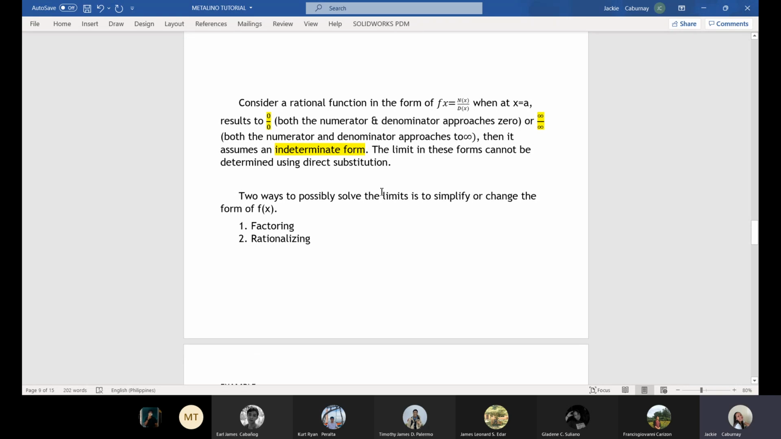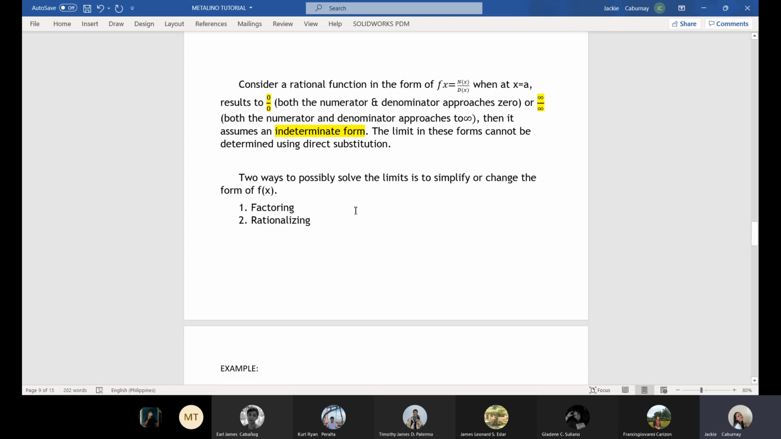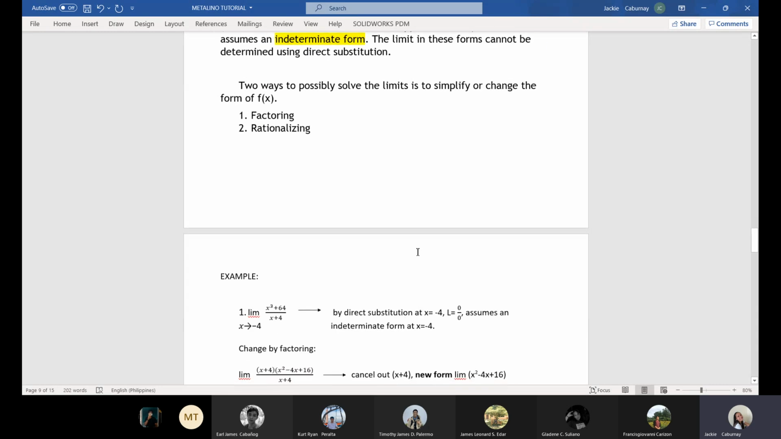So, if it is an indeterminate form, there are two possible ways to solve the limits of the given. It's either factoring or rationalizing. Same as in the first topic earlier, if a constant over 0 is the result, you simplify it or change the form to get the possible limit.